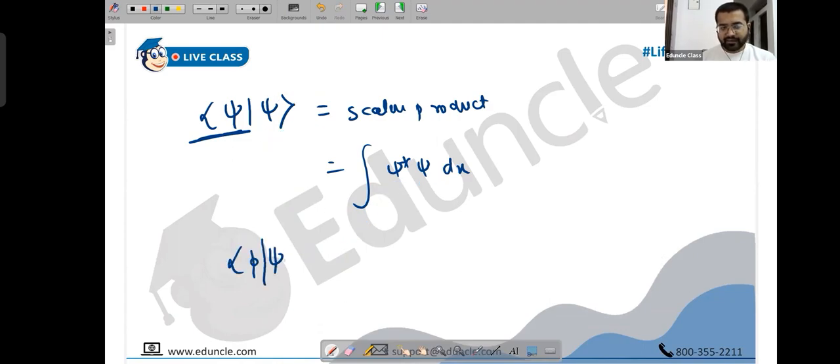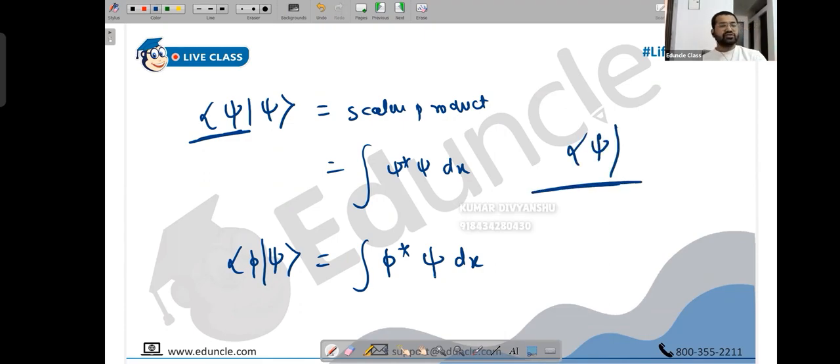So if you write phi psi, you have first written the bra vector, then the ket vector. The bra vector is the conjugate one, and the ket vector is the simple one. So this avoids the confusion henceforth. Whenever you want to write a conjugate, we'll always write the bra vector. If I've written this, it means it's conjugate. If I've written this, it means it's simple.